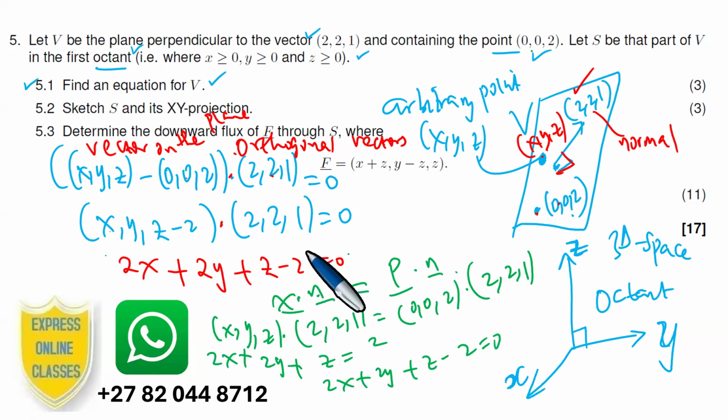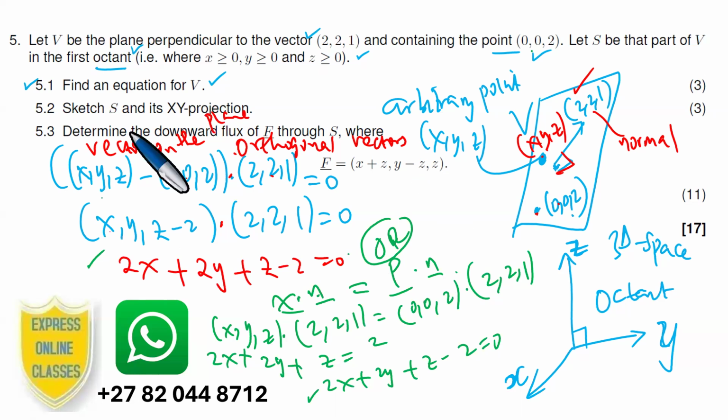So the red equation is the same as the green one. So we can use the top method, or we can use this bottom method to find the equation of a plane. So we can use x dot n equals p dot n, or we can use this one to find the equation of a plane. Any question about finding an equation for V, the plane? No. Okay, good. Now we move to the next question.